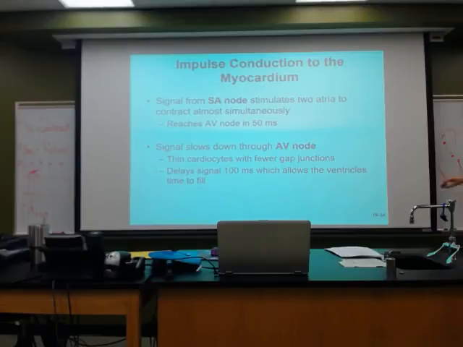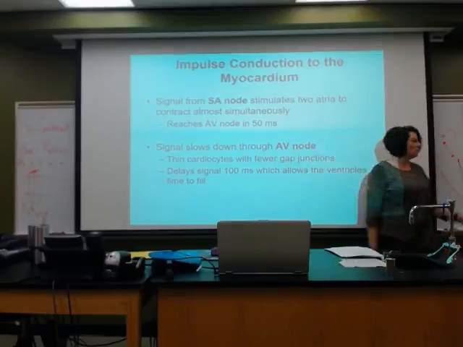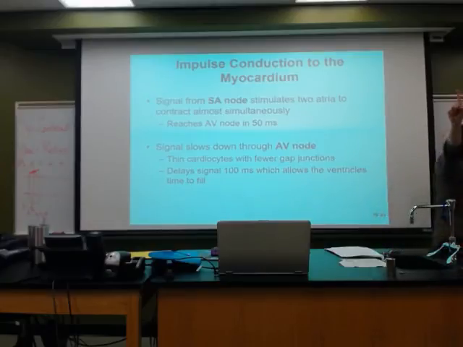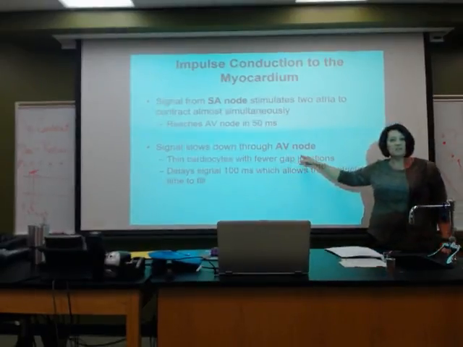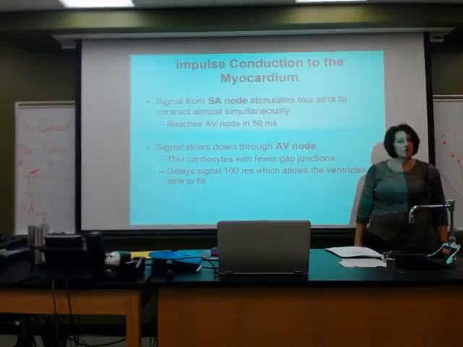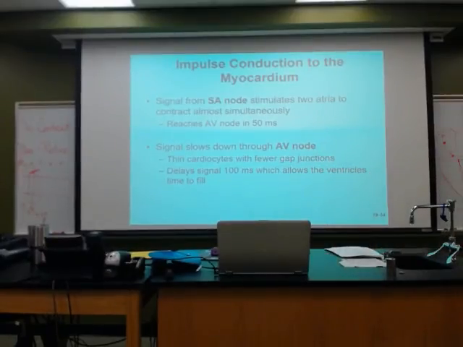Now, look at this. The signal slows down through the AV node. Well, now wait a minute. I'm giving us a 1 second time frame. All right, I've already had it take 50 milliseconds to get to my AV node, and now you've got to tell me that there's a delay from the AV node to my bundle of His? Yeah, there is. So now we've got a delay of about 100 milliseconds.